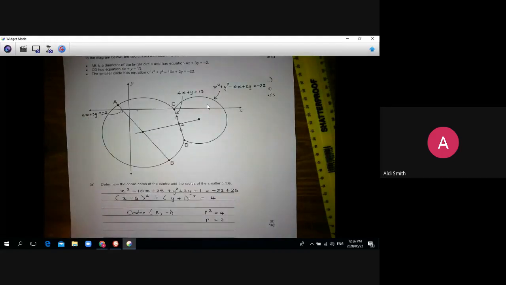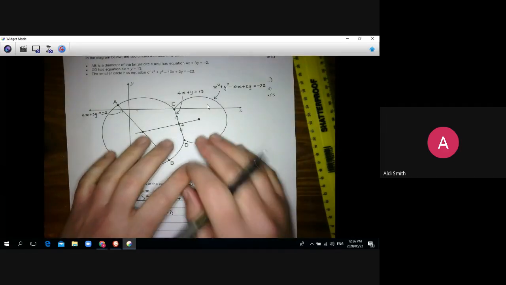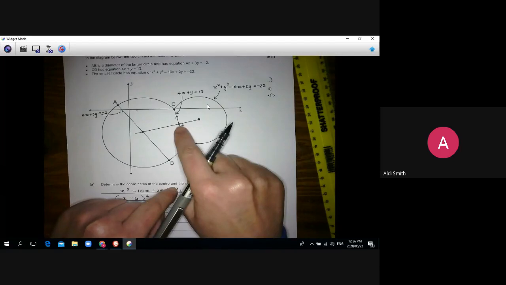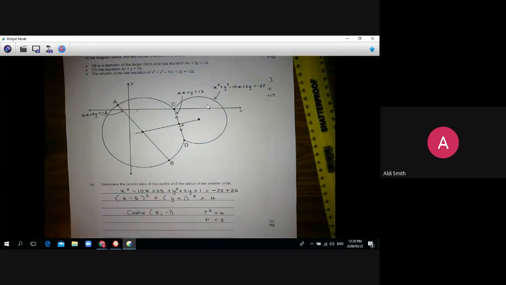So the calculations you'll see are not that difficult. But if you didn't draw this construction and you didn't have the knowledge that the perpendicular bisector will go through the center of the circle, there would have been no way you would have known to answer this question.